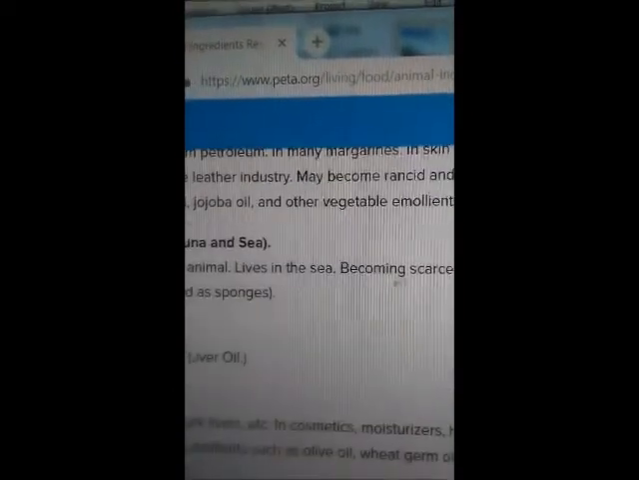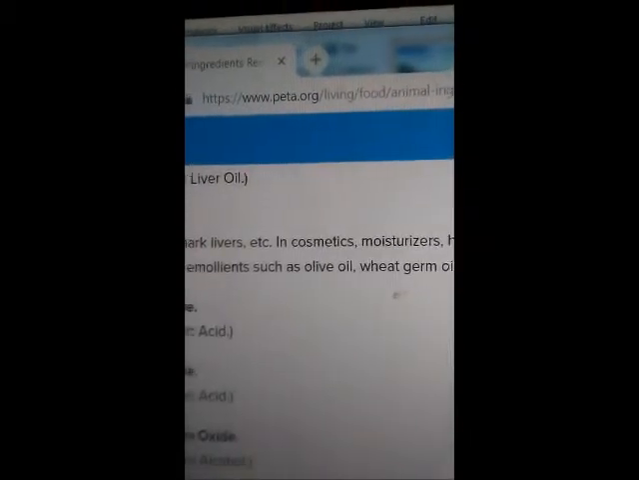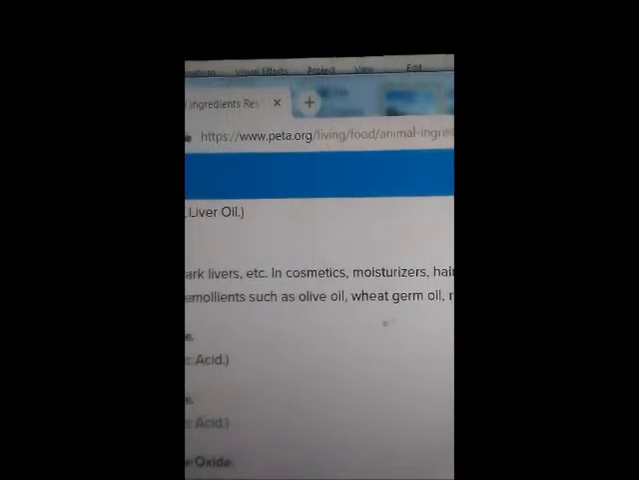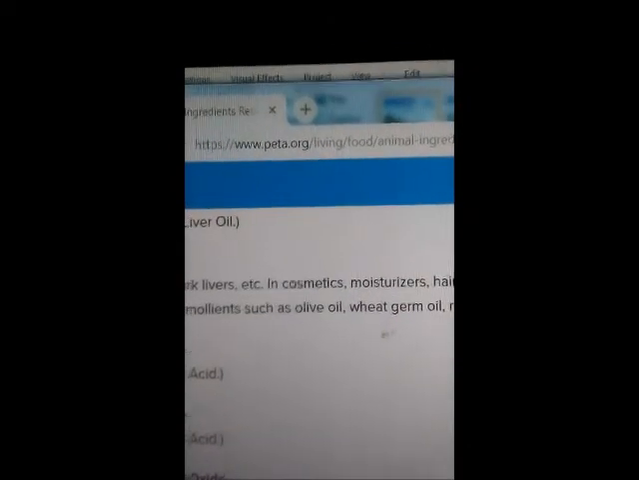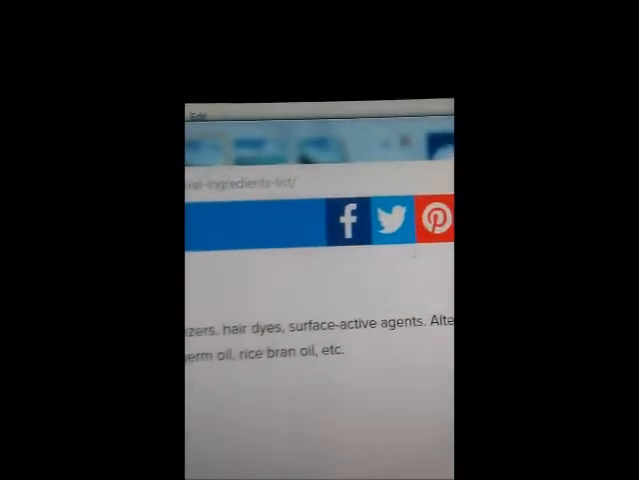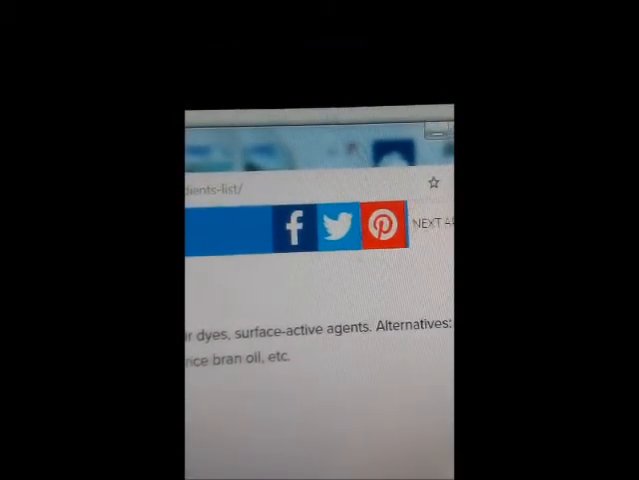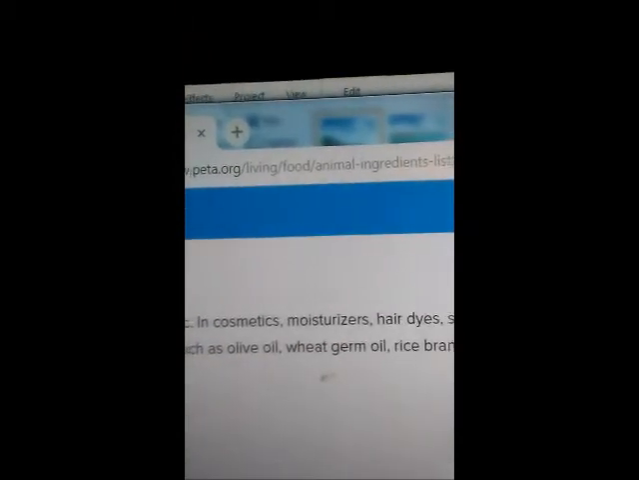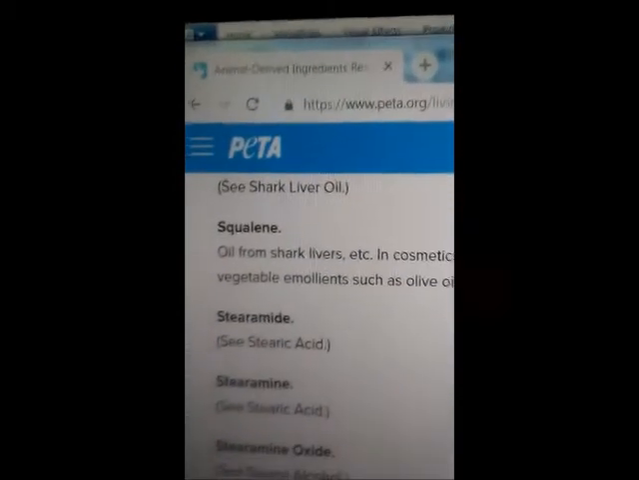Okay. So then you got, oh gosh, squalene is oil from shark livers, etc. In cosmetics, moisturizers, hair dyes, surface active agents. Alternatives: vegetable emollients such as olive oil, wheat germ oil, and etc.